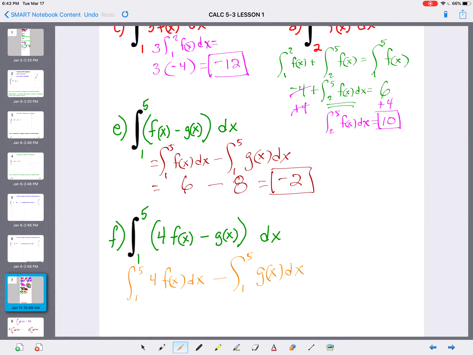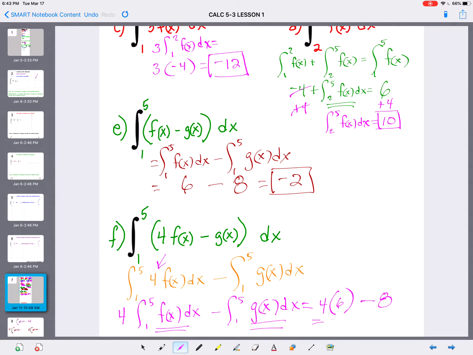Hey, there's a constant here. There's a constant 4. Bring that out front. Okay, here we go. Bring it out front. 4 times the integral 1 to 5 of f of x dx minus the integral of 1 to 5 g of x dx. Okay, 4 times this one right here was 6 minus this one right here was 8. So we've got 24 minus 8. Our answer is 16. Let's go to problem 4.